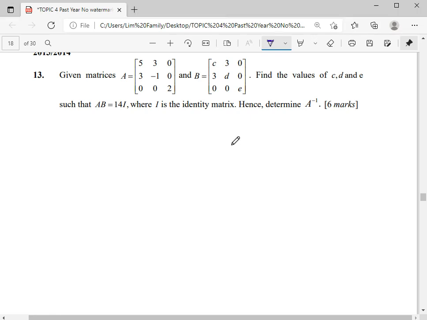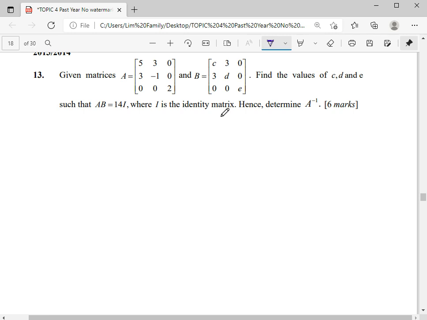Okay, so for these questions, they give you matrix A and matrix B, in brackets, and you have to find the missing values C, D, E, such that the multiplication of A and B will give us 14I. What is I? I is the identity matrix, so identity matrix is 1 0 0, 0 1 0, and then 0 0 1.